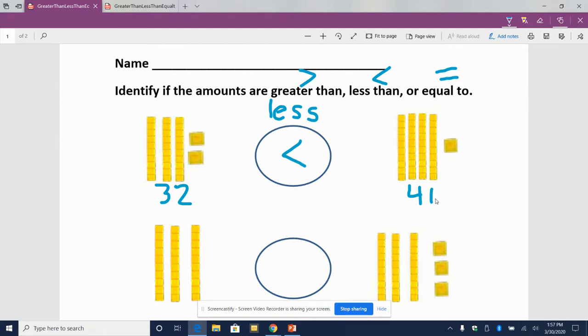So I gave you a little sneak peek into tomorrow's lesson. And I don't want you to get too hung up on it with these symbols, but I want you to get used to seeing them. Greater than, less than, and equal to. You already know those words. Now tomorrow I'm going to teach you symbols.